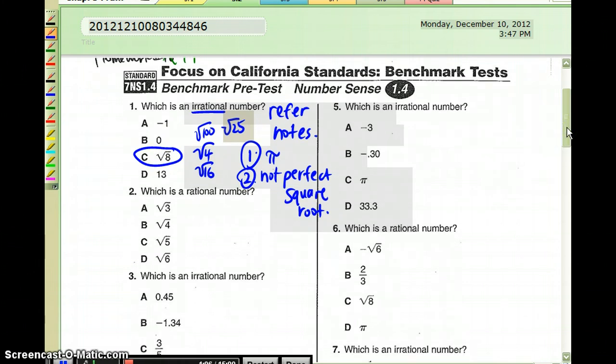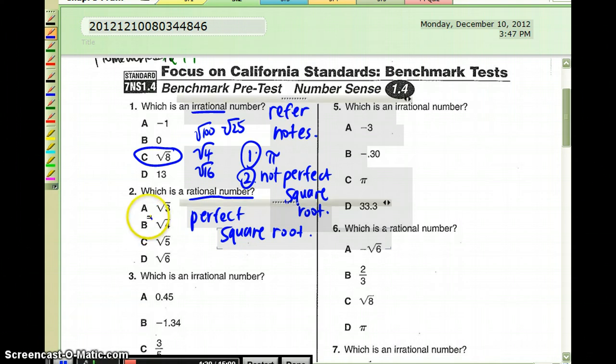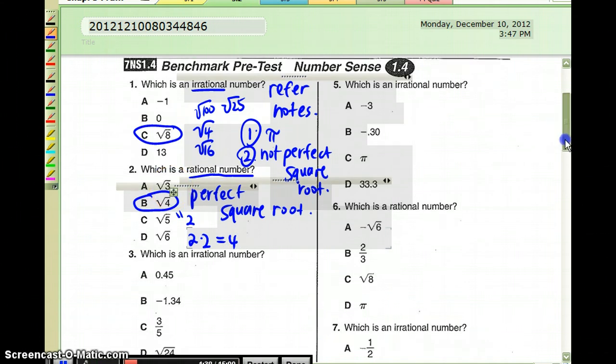Number 2, which one is rational? Here I do see a bunch of square roots. I'm looking for the opposite of what I said in number 1, where the not perfect square root was irrational. So for rational it is the complete opposite: I'm looking for a perfect square root, giving me a perfect answer. That would be B, because the square root of 4 is equal to 2. That's because 2 times 2 is equal to 4, and that's what the square root means.